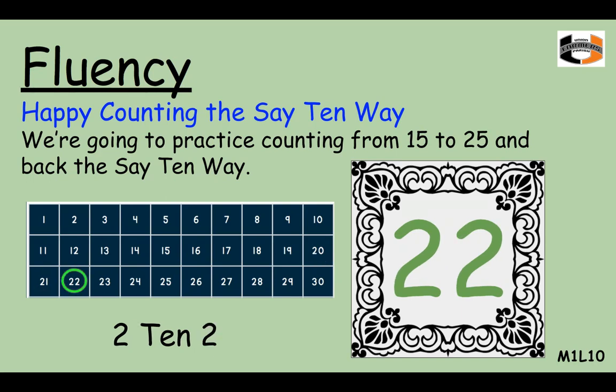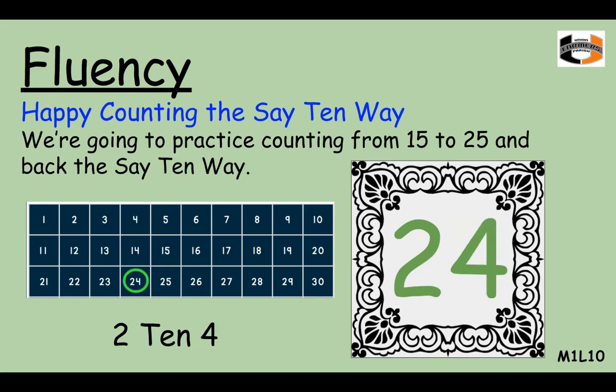2-10-1, 2-10-2, 2-10-3, 2-10-4, 2-10-5. And now we're going to go back down.